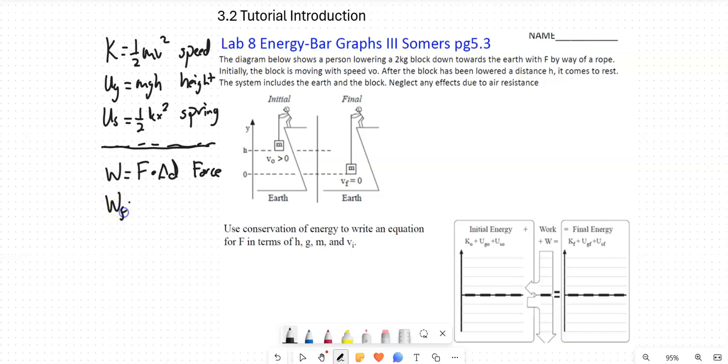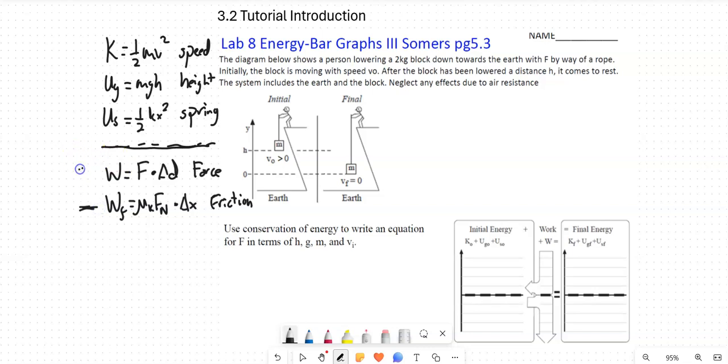Another type of work is the work due to friction, specifically kinetic friction. Now, kinetic friction, mu sub k, will always subtract energy from the system.